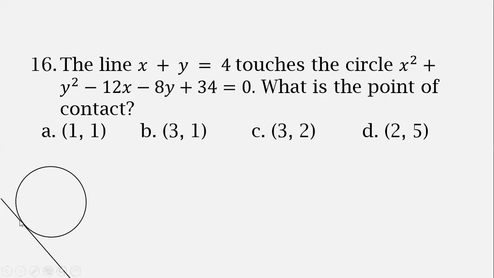So definitely this is the common point. The point of contact is the common point to both a straight line and the circle. So how can we get this? If we solve the circle and the straight line, definitely we get this common point, that is the tangent point.